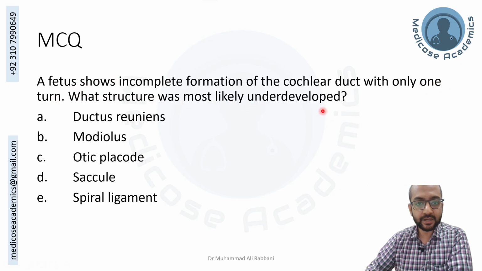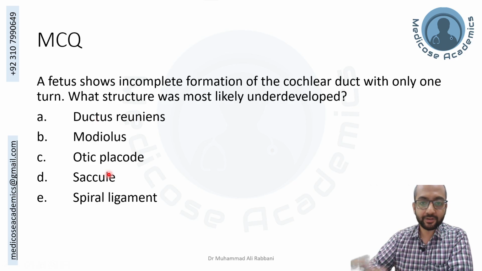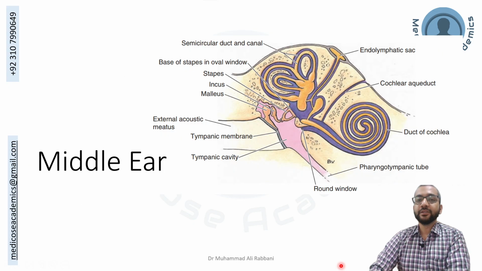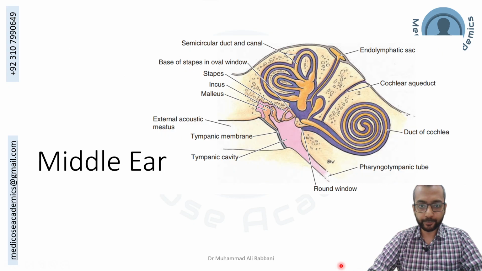Which structure is most likely underdeveloped? So it is a fancy way of asking from which structure the cochlear duct develops. The answer is saccule. So let us move on to the middle ear. Middle ear is this tympanic cavity.